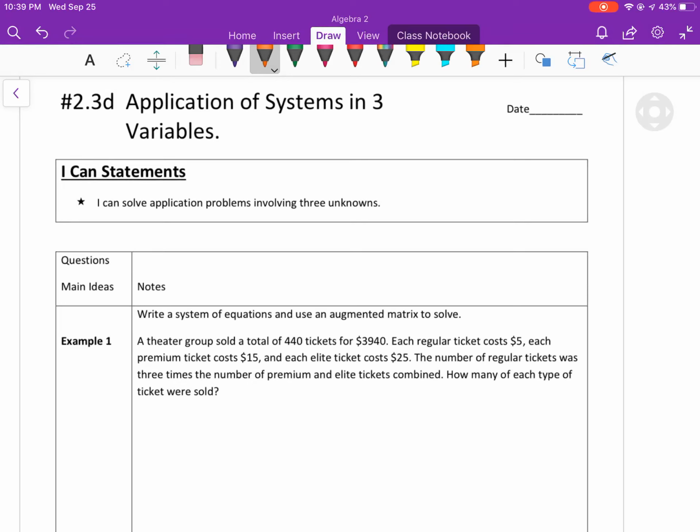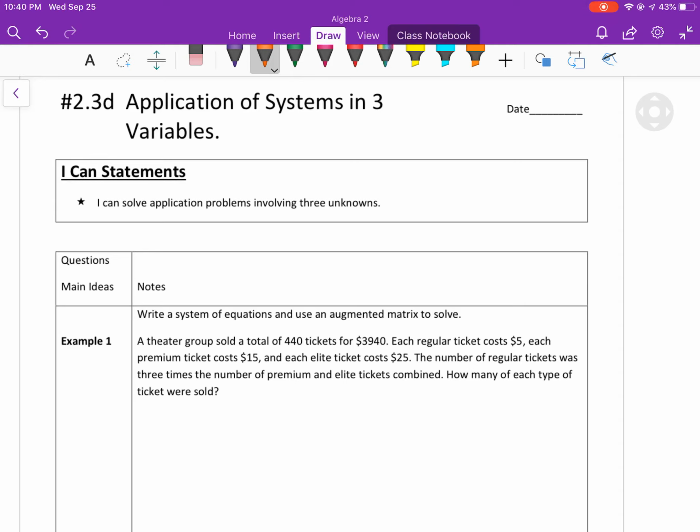Hey class, this video is on applications of systems in 3 variables. We've already looked at applications of systems in 2 variables when we did the comparing two things, and we also did the how much of each type problems and the distance and rate problems. So this is going to be similar, except this involves 3 variables. Also we're going to use augmented matrices to solve the systems of 3 variables.